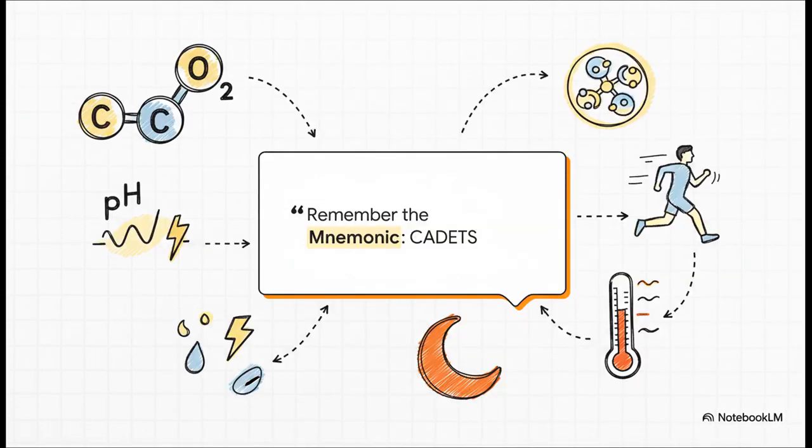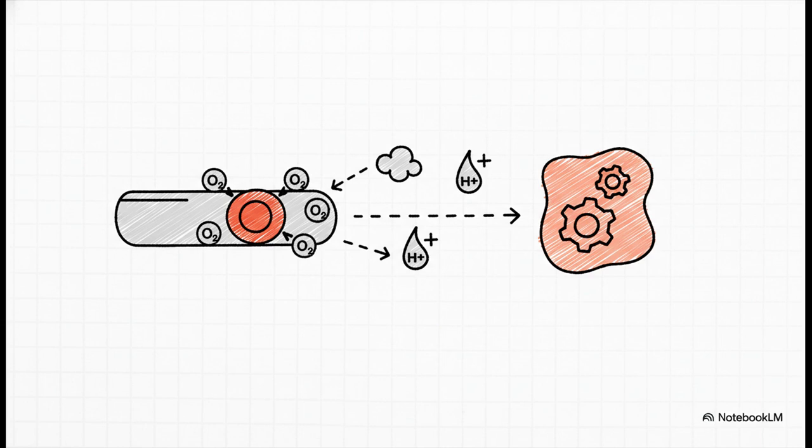And for your exams, you've got to love a good mnemonic. To remember all the things that shift the curve to the right, just think of the word CADETS. C for CO2, A for acid, D for 2,3-DPG, E for exercise, T for temperature, and S for sickle cell. It's a lifesaver. This whole elegant system actually has a name, and you've definitely heard it, the Bohr effect. It's just the fancy term for this incredible process where active tissues automatically get the extra oxygen they're screaming for. It's physiology at its absolute best.